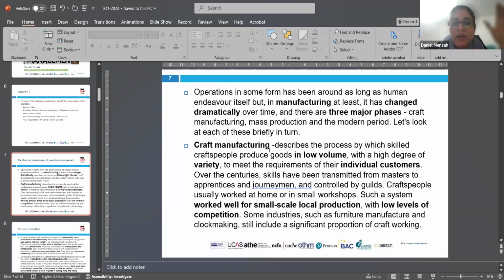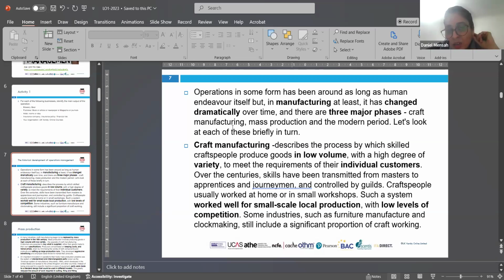The first one was craft manufacturing. It is about skilled people who were preparing the product with their own hands, and they were very skilled people in that era. In this case, goods were produced in low volume, but the variety was very high and the customization was very high, because these people were making the product according to the needs of individual people. They were meeting the requirements of the individual customer.